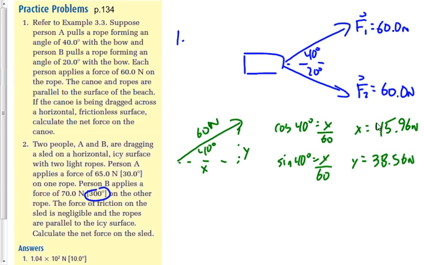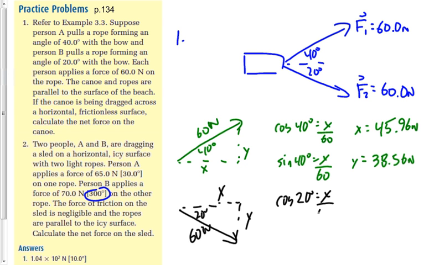Okay, let's do the other one, the one at 20 degrees now. This is X, this is Y, this is 60. Cosine 20 degrees is equal to X over 60. X is equal to, you guys on this side of the room, every single one of you is going to have an answer for this in 30 seconds. Find X from here over.